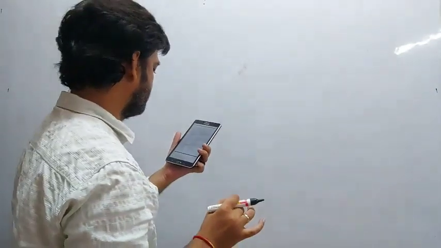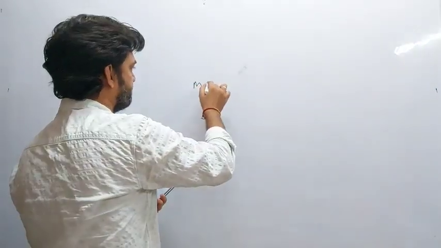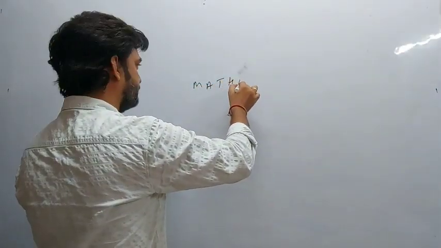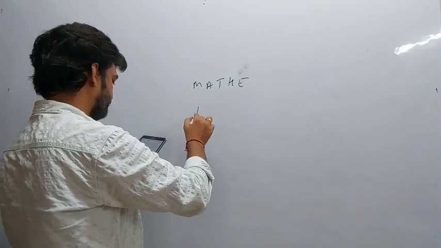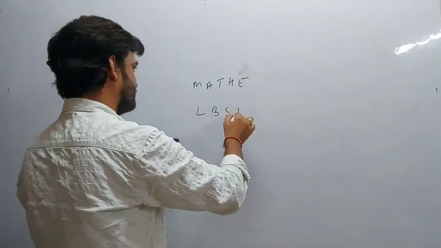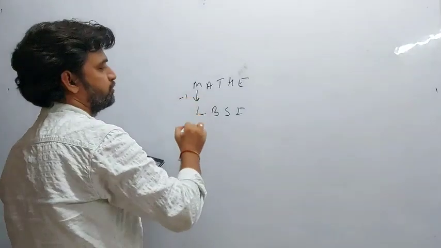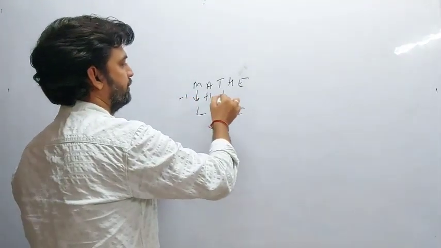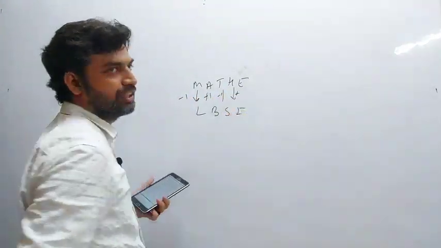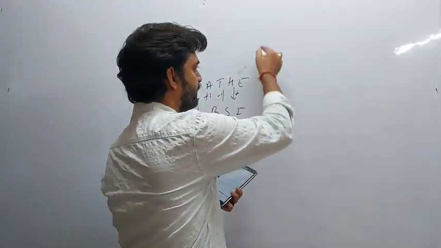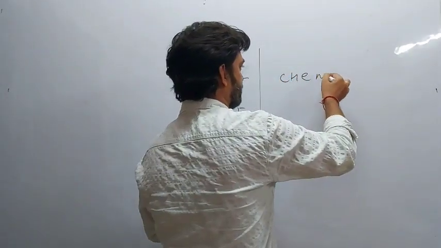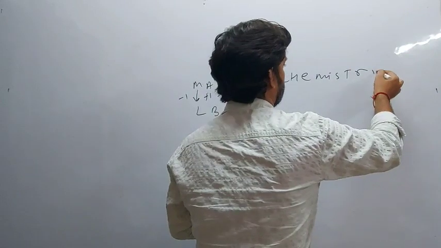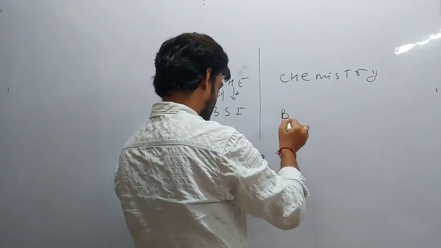Mathematics code is given. This is one. I'm just giving the hint of that one. LBSI: -1 +1 -1 +1. So -1 +1 is the pattern. We need to find out the code of chemistry. First is -1, which means starting with B.